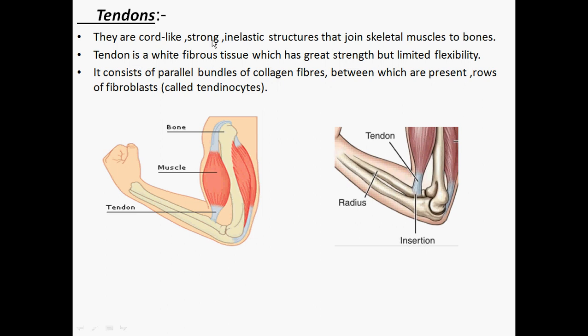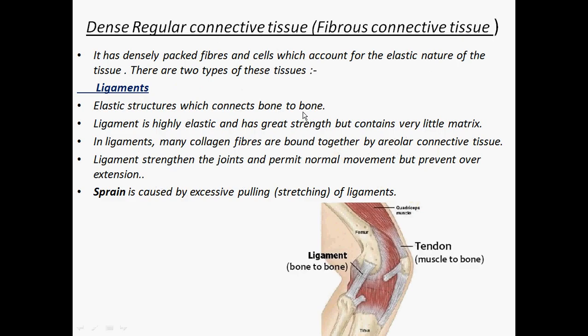So we understand that tendons connect the skeletal muscles to the bones, and ligaments connect bones to bones. We can understand in this figure, this bone is connected to this bone with the help of the ligament, and this muscle is connected to this bone with the help of the tendon.